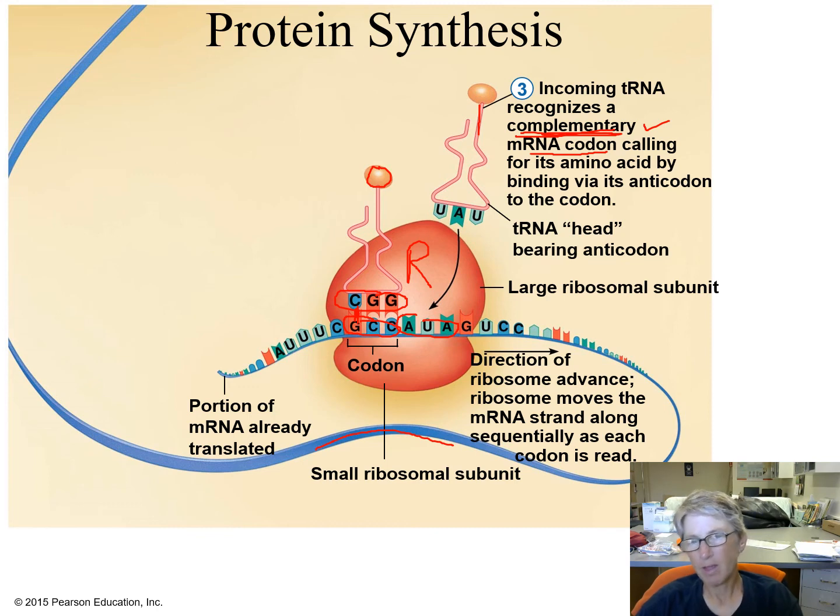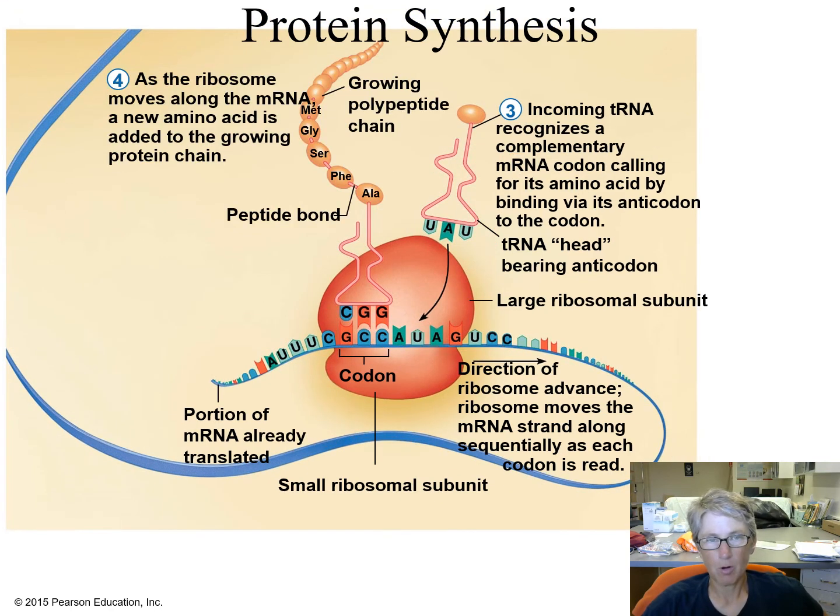Okay, and then they're giving you the specific names for the parts of this bent hanger transfer RNA. This is the transfer RNA head that has the anticodon that we've been talking about. And then this shows the direction of the ribosome movement. So the ribosome's moving this way, and that means the messenger RNA is moving this way relatively. So the ribosome moves relative to messenger RNA.